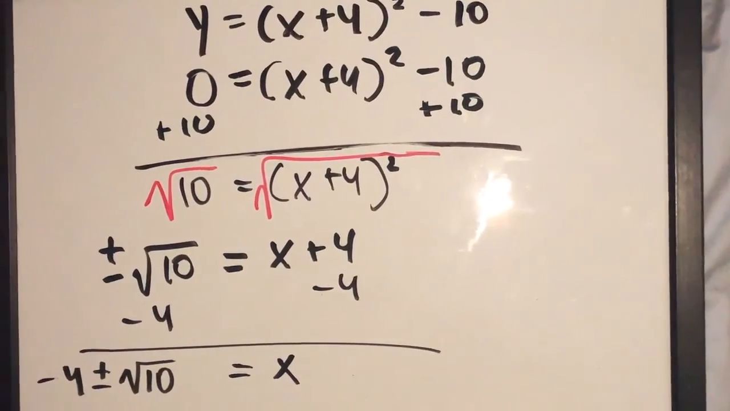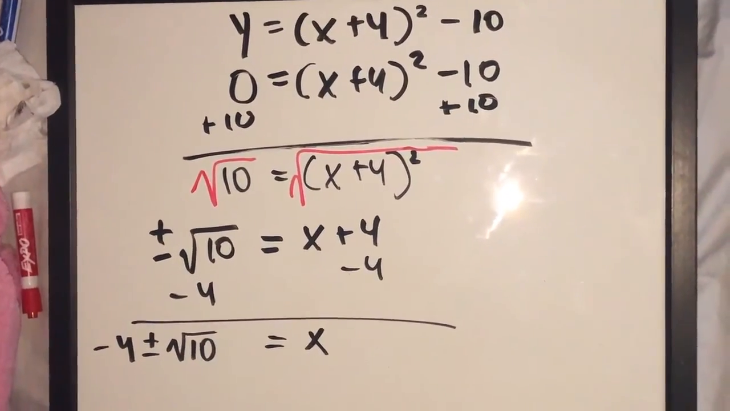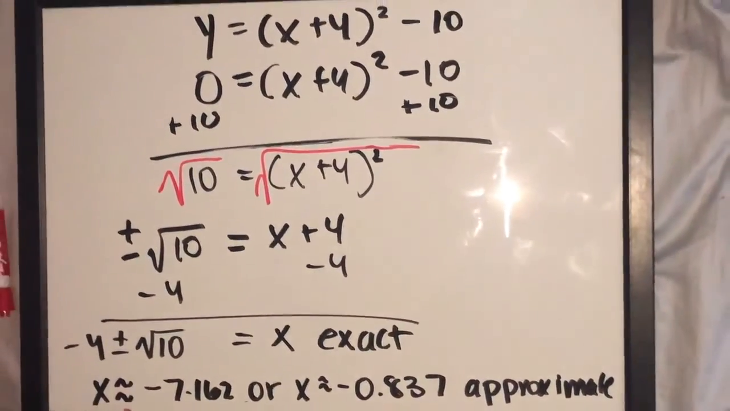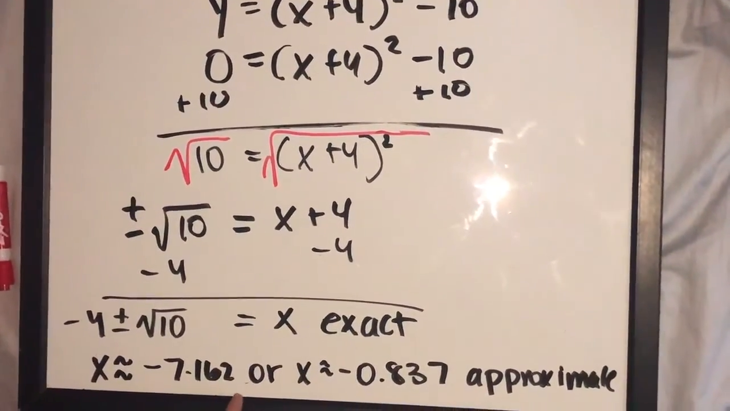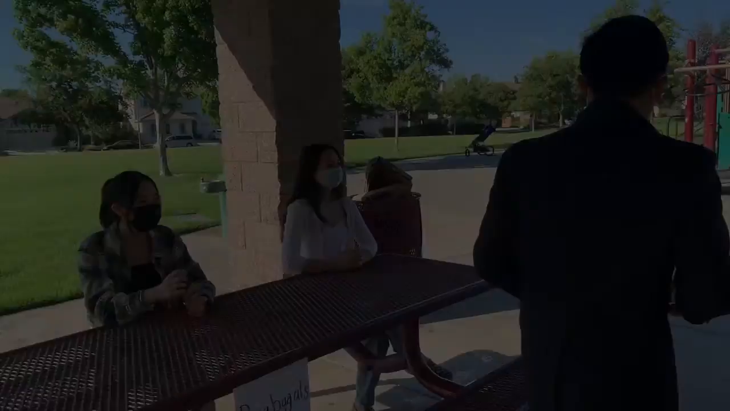So our exact solution is negative 4 plus or minus the square root of 10. And for our approximate solution, plug it into the calculator. So our approximate answer is x is approximately negative 7.162 or x is approximately negative 0.837.